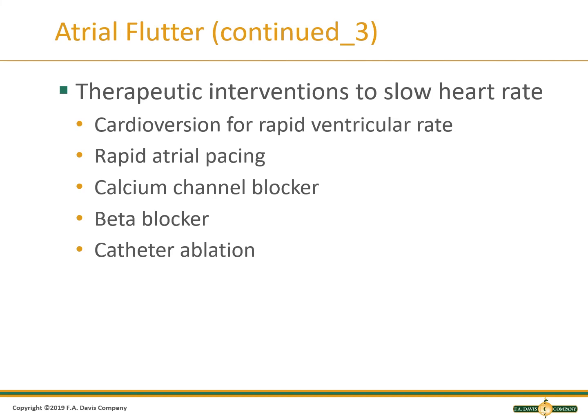For an unstable patient with a rapid ventricular rate, synchronized cardioversion or electrical shock is used. Medications such as calcium channel blockers can be used to control the ventricular rate. Please refer to Table 25.2 for more details. Antiarrhythmic medications are used to convert atrial flutter. To terminate the atrial flutter in symptomatic patients, catheter ablation, usually in the right atrium, may be done.